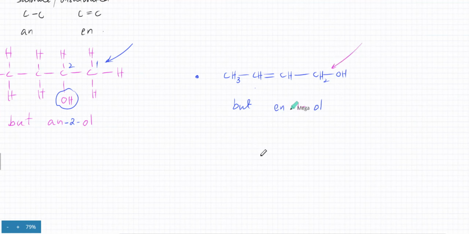It's 1. And where's the double bond? 2. This is the side you're counting from. This is 1, this is 2. So it's going to be bute-2-en-1-ol. Okay, is this clear? Minhail, clear? Rida, Hiba, is this clear? Yes. Yes.